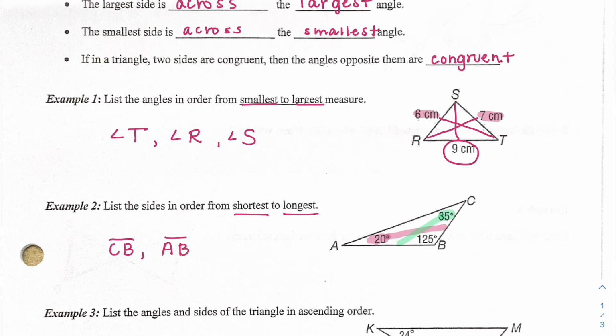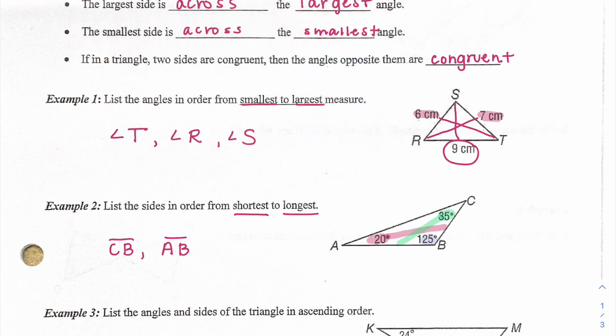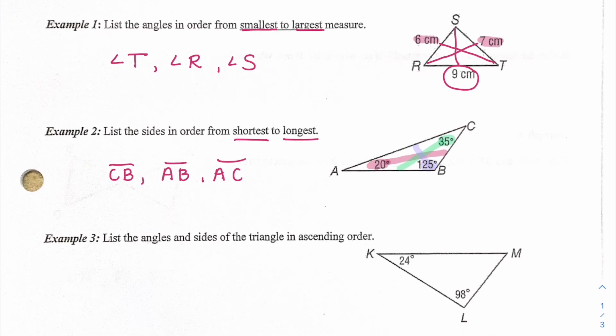My next one is 35. 35 is across from AB. So that'd be my medium one, which leaves my last one. This 125 is opposite or across from AC, so that's going to be my largest side.